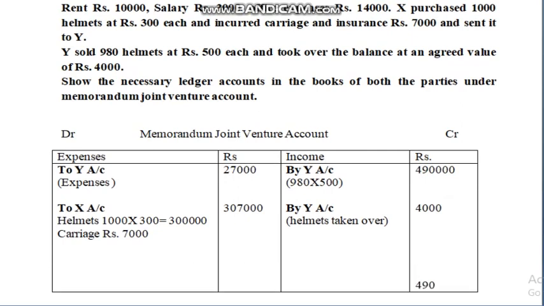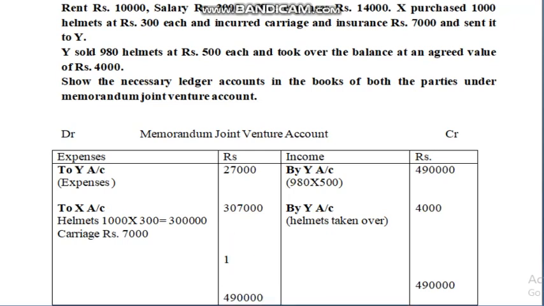So 4,90,000 on both the side, and the balance figure will be 1,60,000. This will be considered as profit. So the profit on joint venture is 1,60,000.